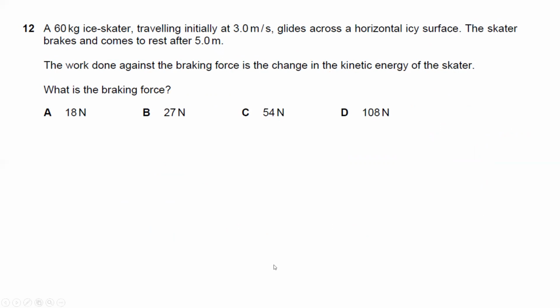So how are we going to solve this? First of all, we are given the mass of the skater, the initial velocity, and the distance it has traveled before coming to rest. So let's see what we can find out from here. First of all, we can find the kinetic energy. Kinetic energy is half mv square. So half, mass is 60, velocity is 3 meters per second squared. So 9 into 30, this is 270 joules.